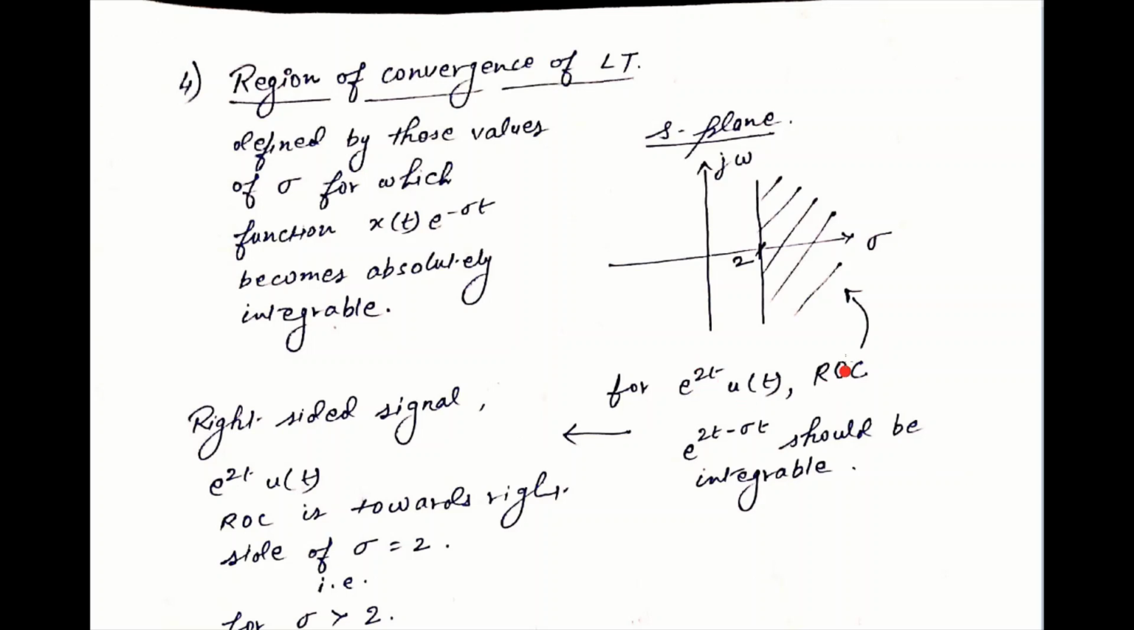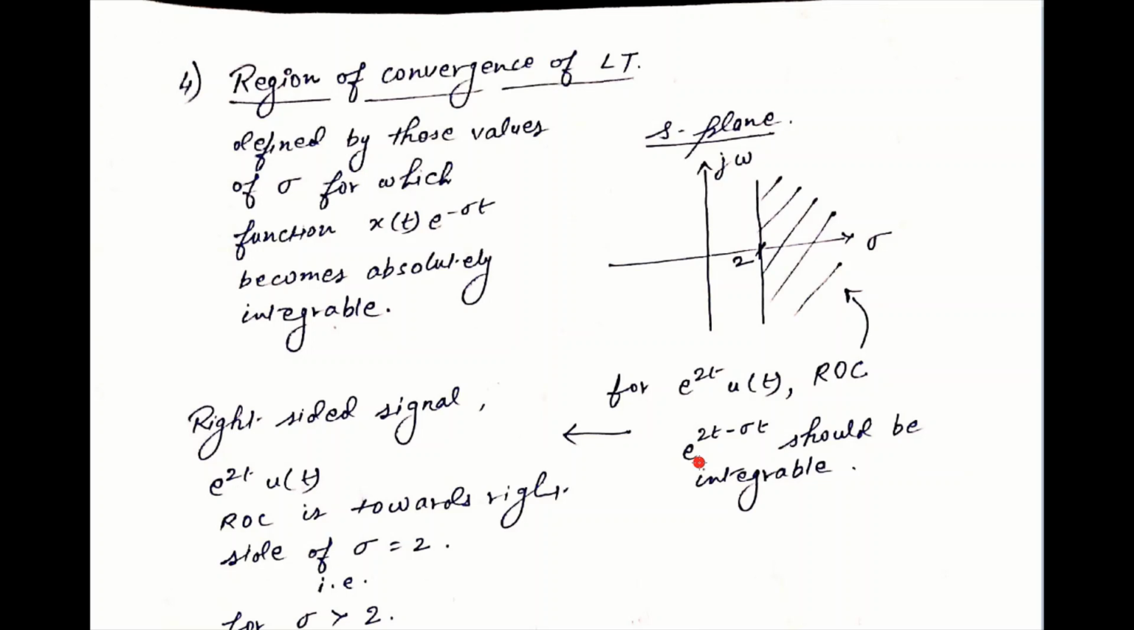Its region of convergence will be like this, and when we take this function and multiply it by e raised to the power minus sigma t, we get this overall function. For this function to be integrable, I need sigma to be greater than 2, right? If sigma is smaller than 2, for example, take sigma as 1 and this is 2, so 2t minus t will become t. So this whole function will become e raised to the power t.